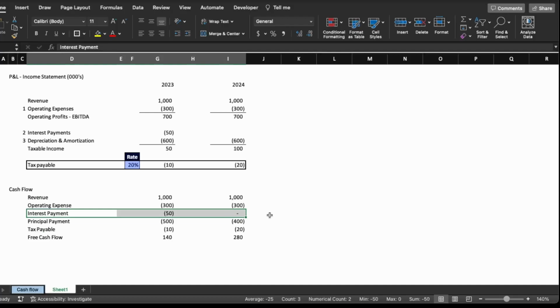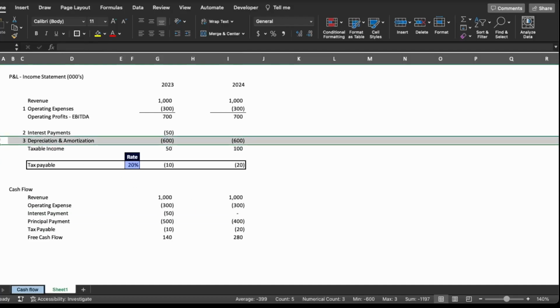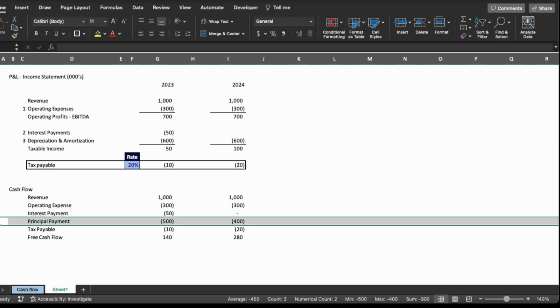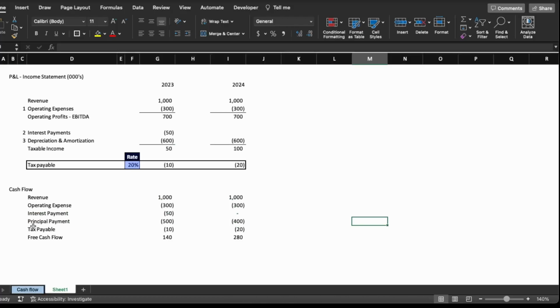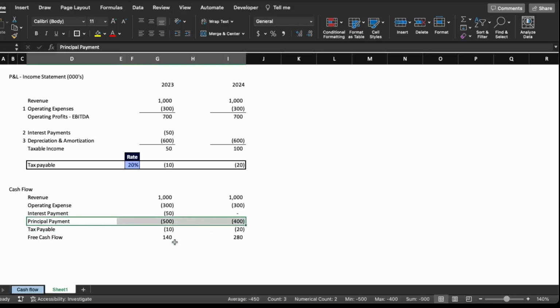We're not going to use the next line of our P&L, depreciation and amortization, because as I just said, these are not cash outflows from the company. It is just an accounting method. But we have to add here the principal repayment, because whenever we have interest payments, we also have principal repayment. So this is the principal repayment that we're going to have.